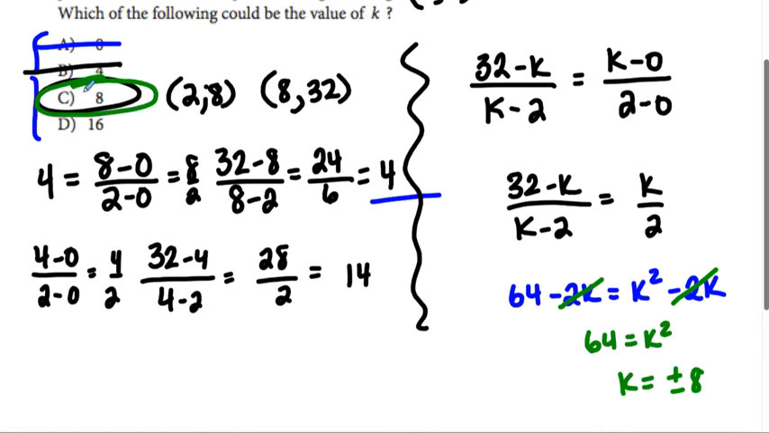So there's several ways that you could think about it. Number one, I would have tried to get rid of as many answers as I could, and I was able to get rid of 0 pretty quickly.